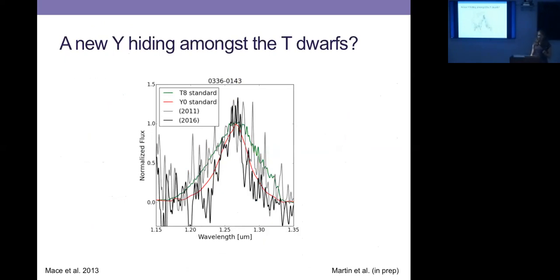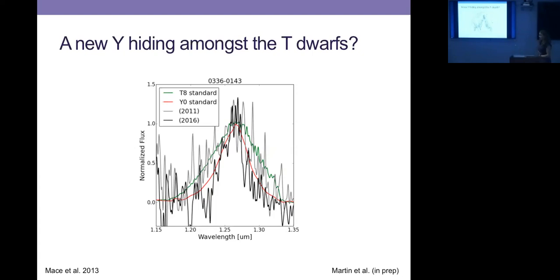There was an object on our program that had very red WISE colors, which is an indication that it's probably very cold. Greg Mace, who had been at UCLA and worked at IPAC, had taken a spectrum of the object back in 2011, which is shown here in gray. The best fit standard to that object was a T8 dwarf. But it was a very noisy spectrum, and so we decided to go back and take another spectrum and see what we could see.